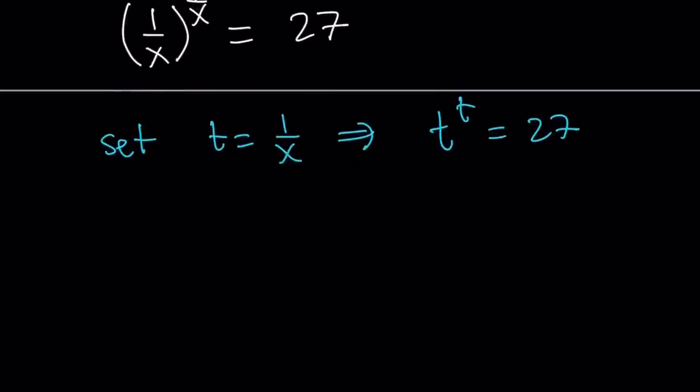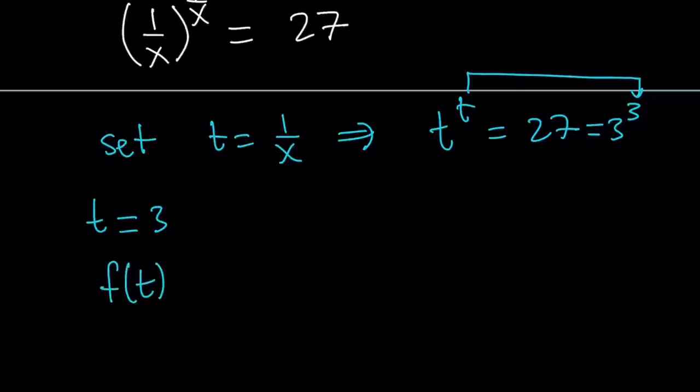And yes, t is equal to 3, right? Obviously, it's not too hard to guess because 27 can be written as 3 to the third power. So from here, by correspondence, we can say that t equals 3. But does that guarantee that there's only one solution? In other words, we have a function. Let's go ahead and define it as f of t equals t to the t.